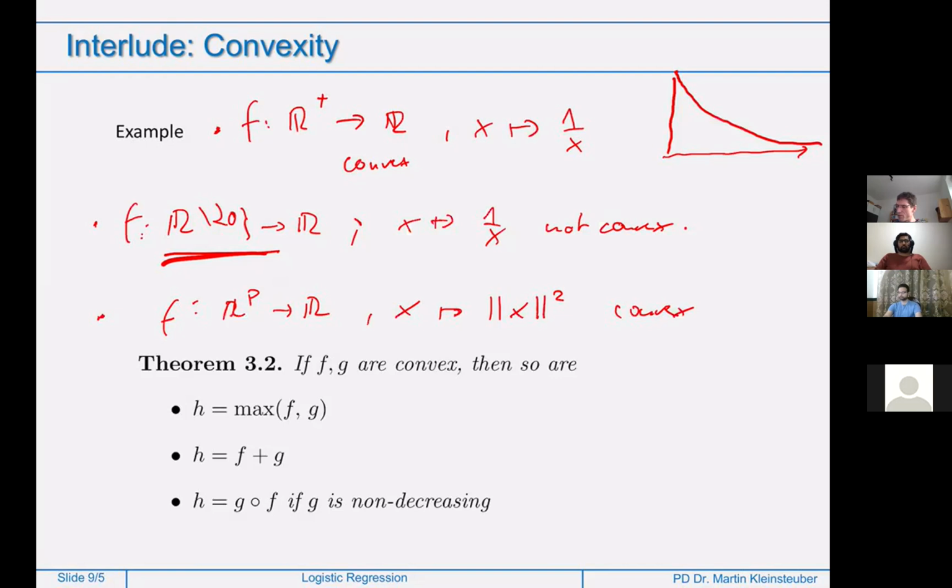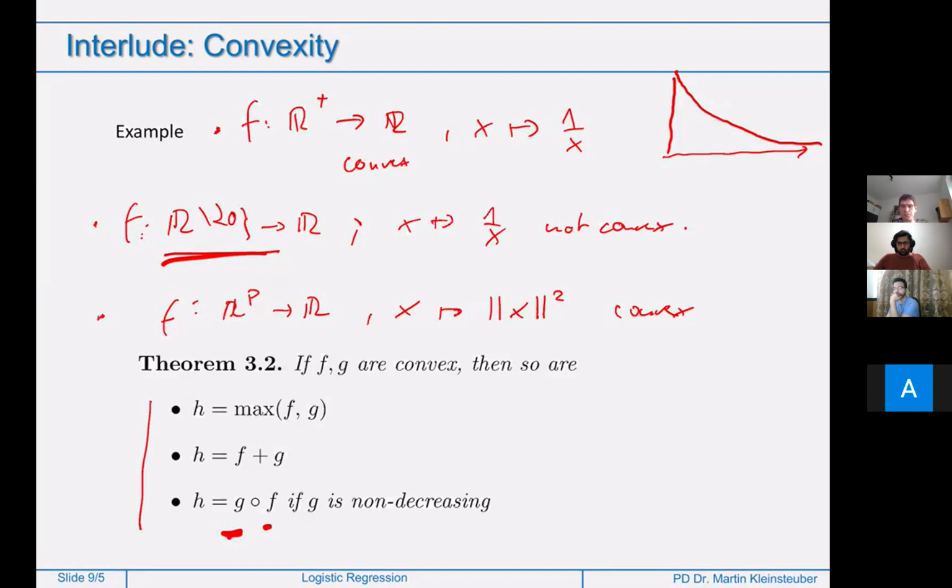And if I have a non-decreasing function g, and I concatenate that with a convex function f, then the concatenation of g and f is also a convex function. This is important, because if you see a function h, you can answer very quickly in practice whether it is convex or not, for example if it is the sum of two convex functions, or it has the other forms here. But as I said, this is not the main part of this lecture, so have a look at it, and we just summarize it.